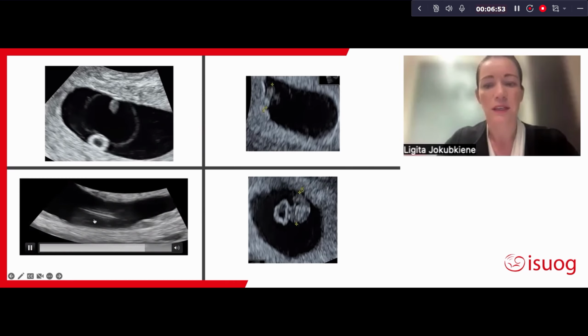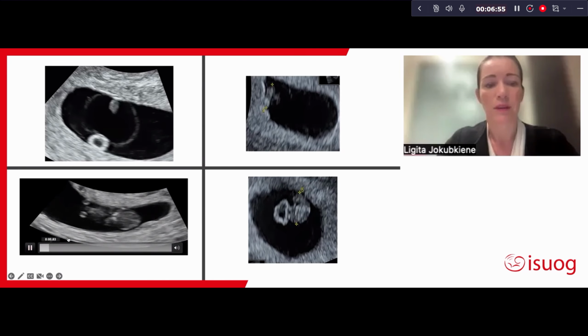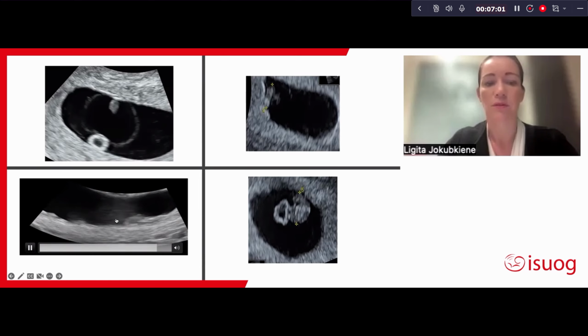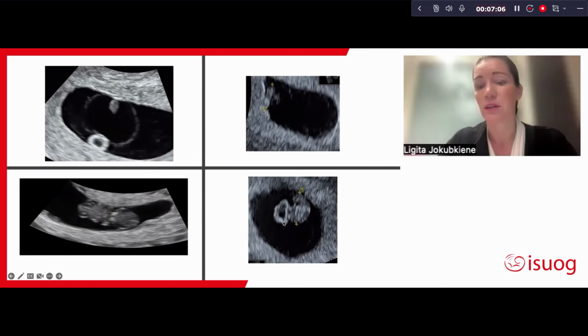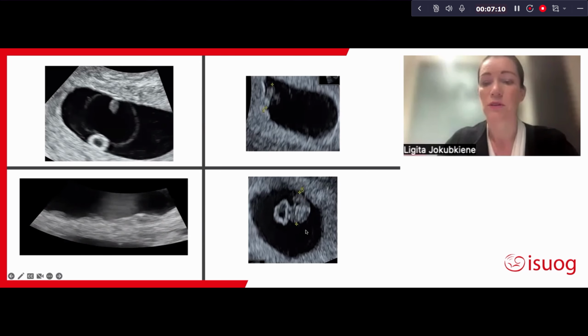And again, here we see a larger embryo. We see the embryo without any heart activity. Of course, this is a clear sign. We have quite a large sac in this case. Here we see the irregular yolk sac in this particular case.